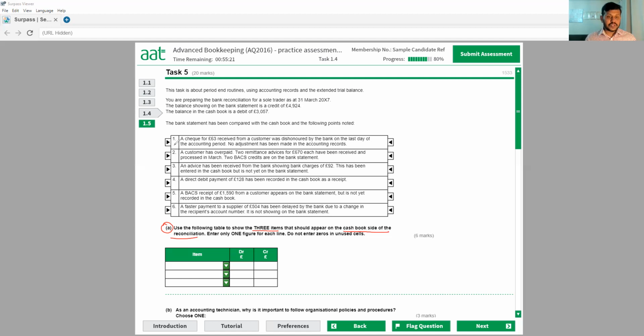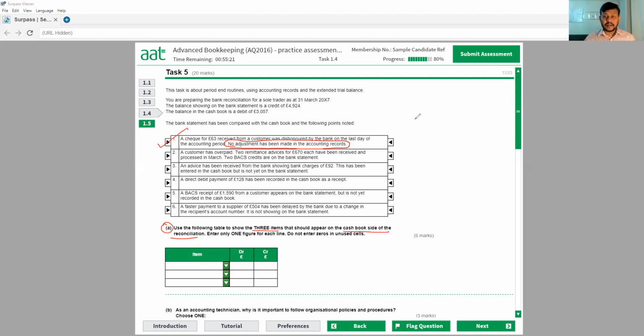So the first one we have here, number one, a check for 63 received from a customer was dishonored by the bank on the last day of the accounting period. No adjustment has been made in the accounting records. So our cash book needs to be updated, isn't it? A check has been dishonored.